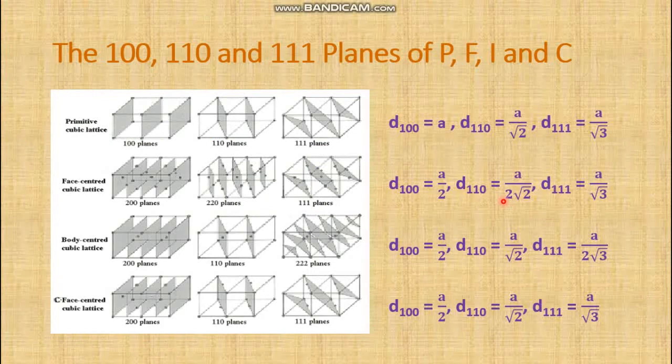So how to calculate the D value, DHKL value? This is actually A divided by root over 1 square plus 0 square plus 0 square, that means root over 1, that is 1. So it is A by 1 equal to A. This is A divided by root over 1 square plus 1 square plus 0 square, so A by root 2. And this is A divided by root over 1 square plus 1 square plus 1 square, that is A by root 3. So very easy to calculate the DHKL. That means the interplanar distances. Okay.